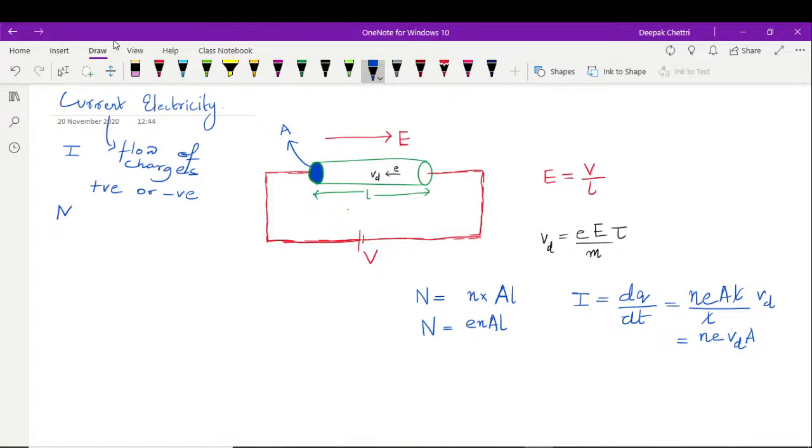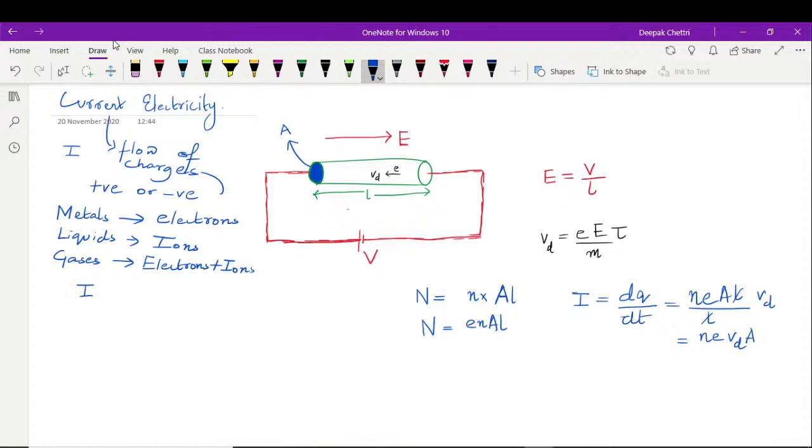In metals, these charges are electrons, free electrons, right? In liquids, they are ions, right? In liquids they are ions, and in gases they are electrons plus ions. Okay, so this was the introduction, right?